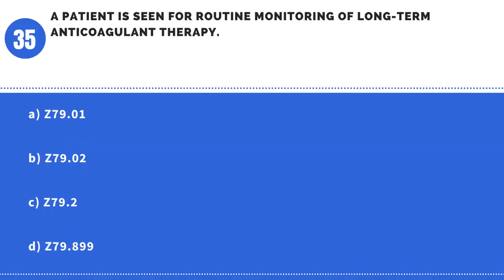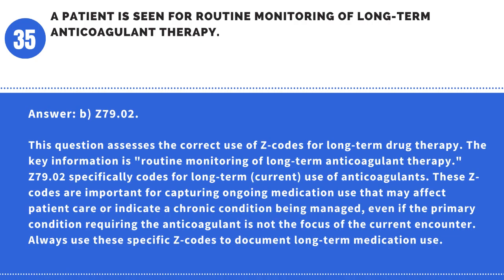Question 35. A patient is seen for routine monitoring of long-term anticoagulant therapy. A. Z79.01. B. Z79.02. C. Z79.2. D. Z79.899. Answer B. Z79.02.